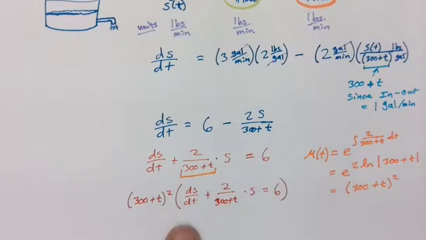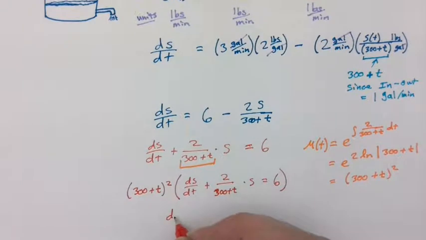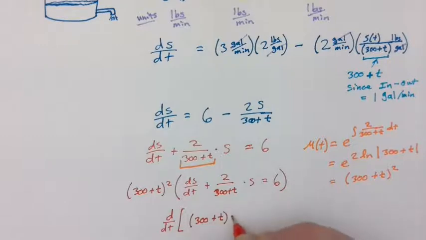And so I'm going to move us along here and say, multiplying it through, we're going to wind up with the result being d/dt of the quantity (300 plus t) squared times s. That's going to be the derivative of this. That's what's left as a result of the integrating factor method.